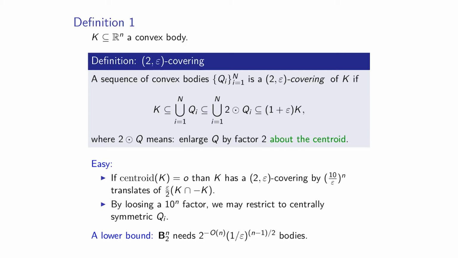And here's an immediate lower bound: you cannot really go below 1 over epsilon to the n half. If you consider the Euclidean unit ball, here denoted by B sub 2 to the n, it really needs 1 over epsilon to the n half bodies in a 2 epsilon covering. You cannot do better than that.